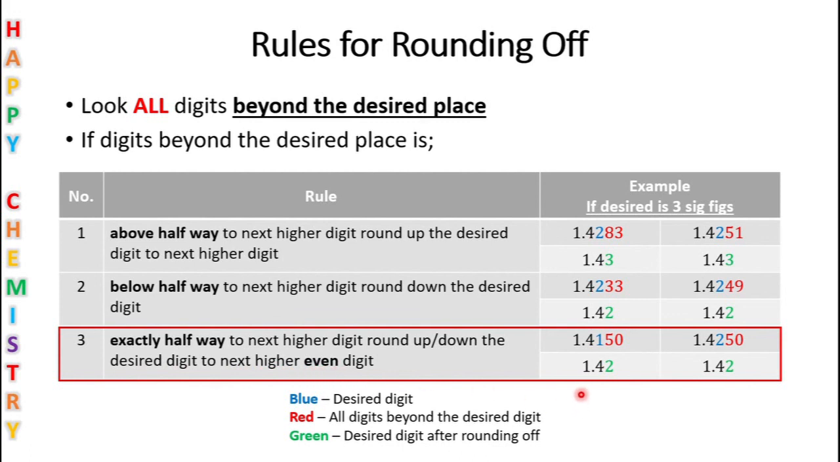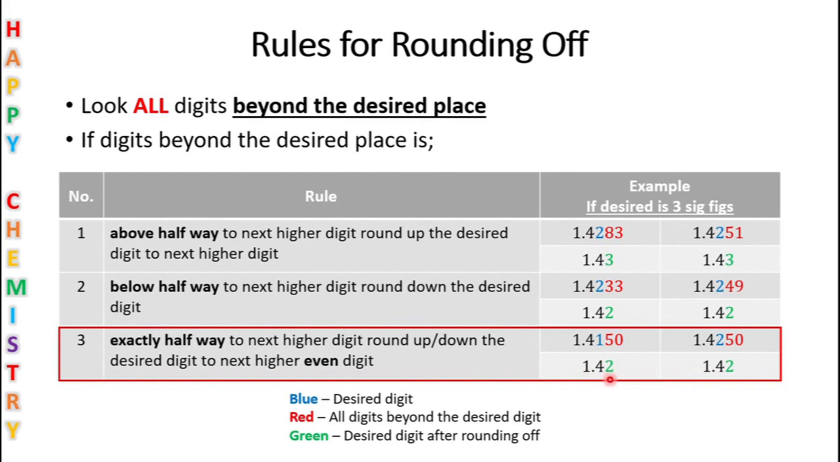Let's see the example. The first example is 1.4150. The digits beyond the desired digit are 50. That is exactly halfway to the next higher digit. Therefore, round up the desired digit to the next higher even digit. The final answer would be 1.42.